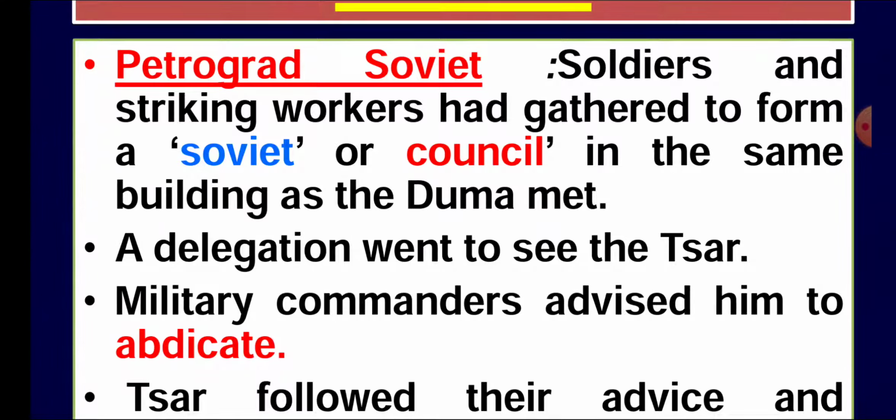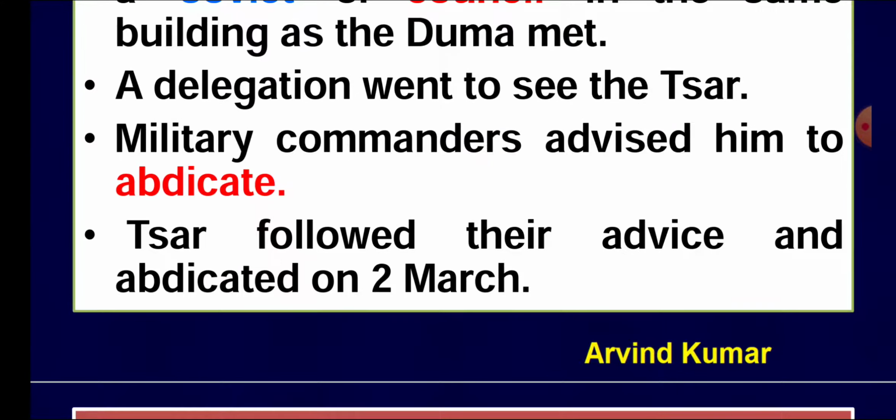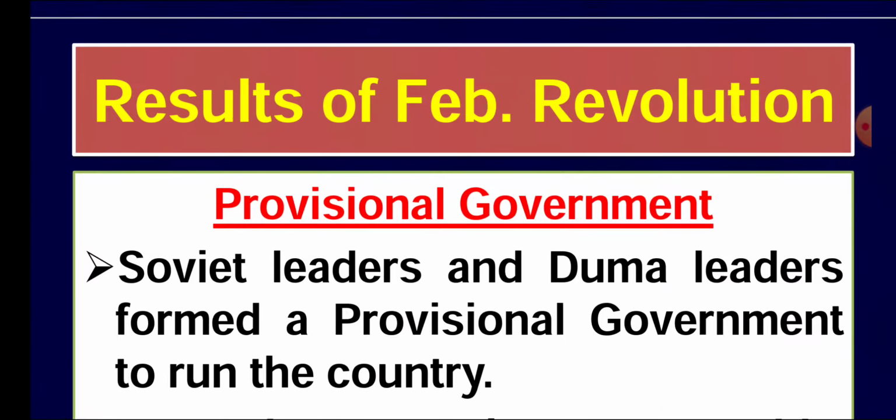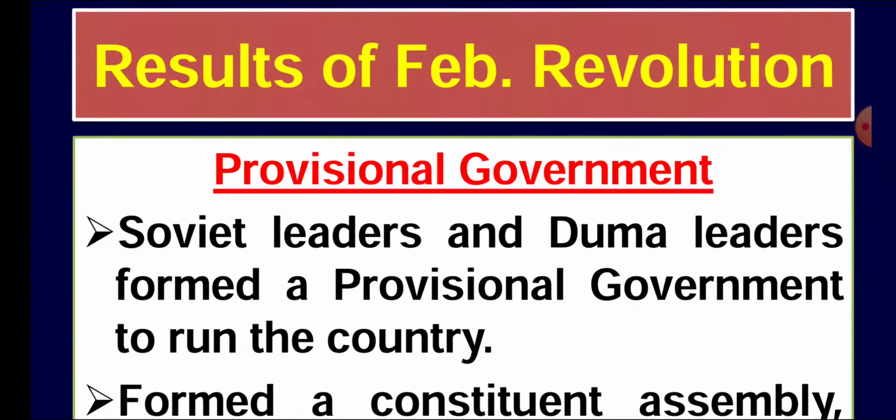So he fled from the nation, and ultimately it was the victory of the people, and a provisional government was formed in Russia. In simple words, this was the end of monarchy, the end of kingship. This was the end of the old regime and the beginning of a new era in Russia. I hope that you understood all these points.